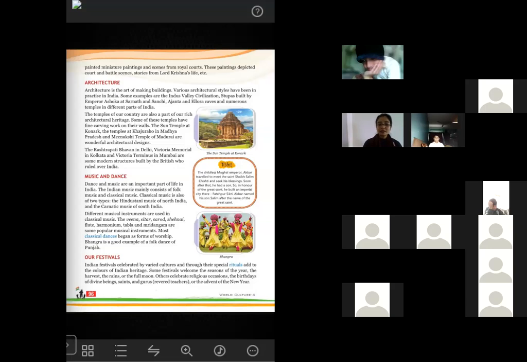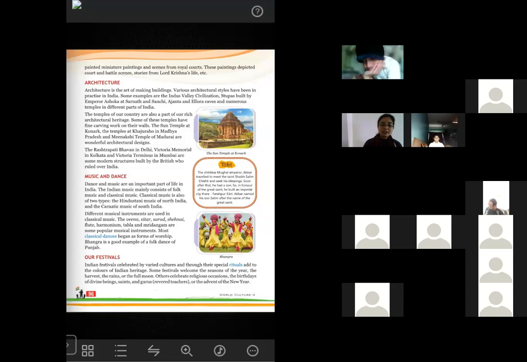The examples are veena, sitar, sarod, shehnai, flute. You all know these instruments. Harmonium, you must have seen harmonium and tabla, right? Mridangam, and some other popular musical instruments are also there. And these are the most popular musical instruments whose names are given in this chapter.